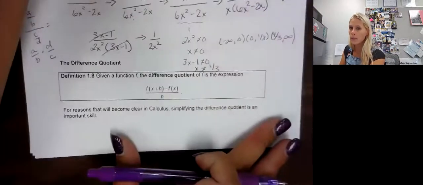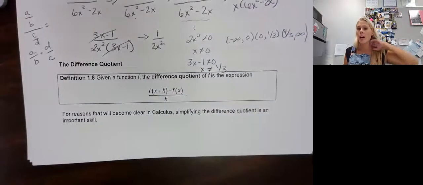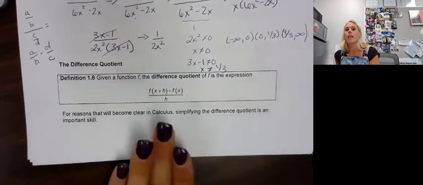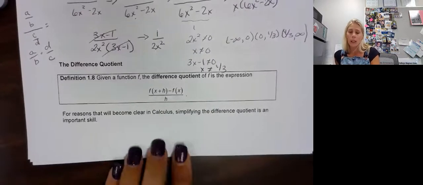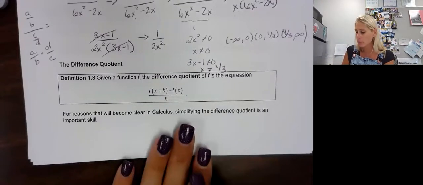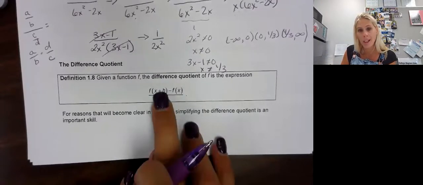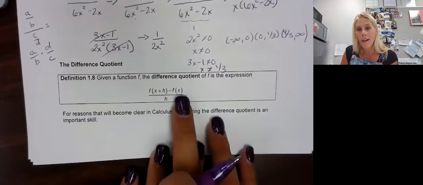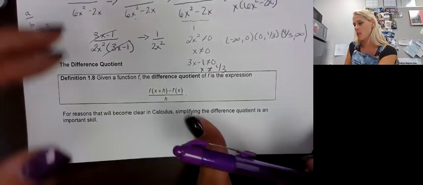All right, this one's going to be a little bit different. Those of you who did calculus already, this will look familiar, but take it slow. Given a function f, the difference quotient of f is the expression. Okay, so again, if you took calculus already, this is clear. If not, it will become more clear in calculus. But in other words, we're substituting x plus h in for x. We have f of x plus h minus f of x over h.